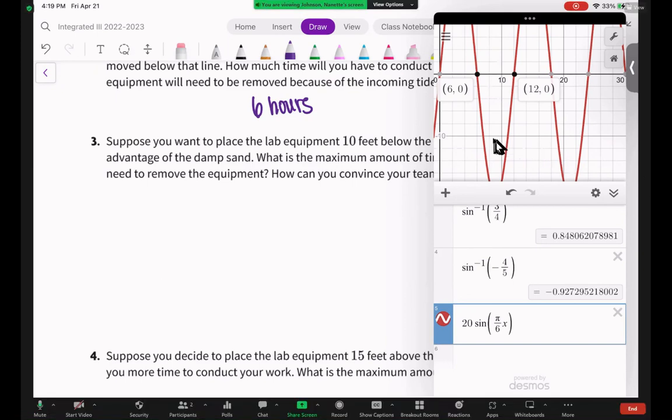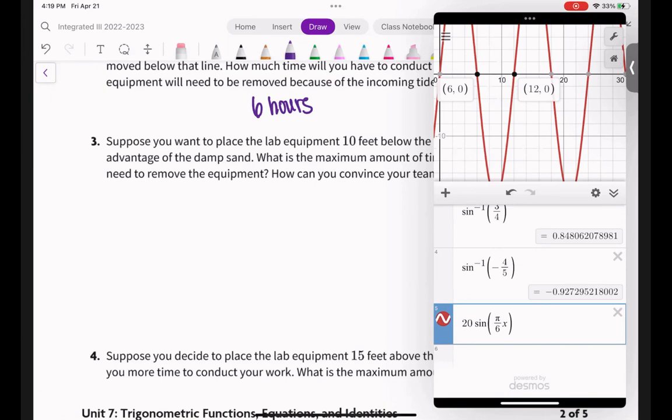Another way we can figure this out is if we actually use algebra for this. Okay. So I already know my answer is 4 hours. But I'm going to use my equations to figure this out. I want to know, when is 20 sine pi over 6x equals -10? I want to know when that is. And it should give me a couple of different answers.